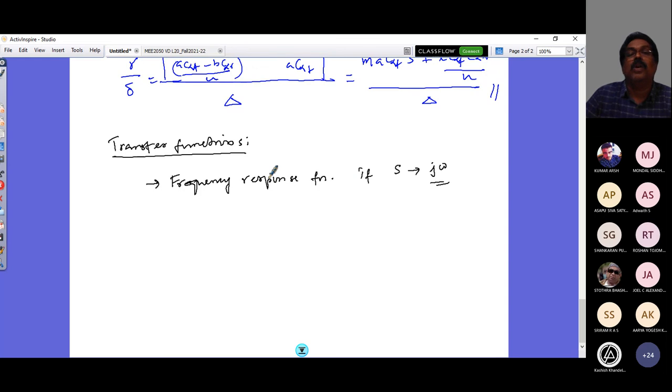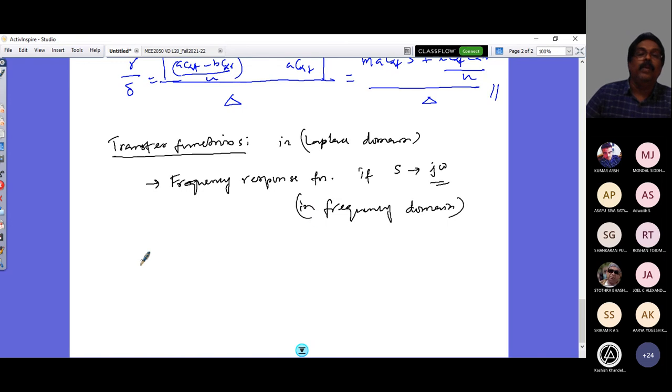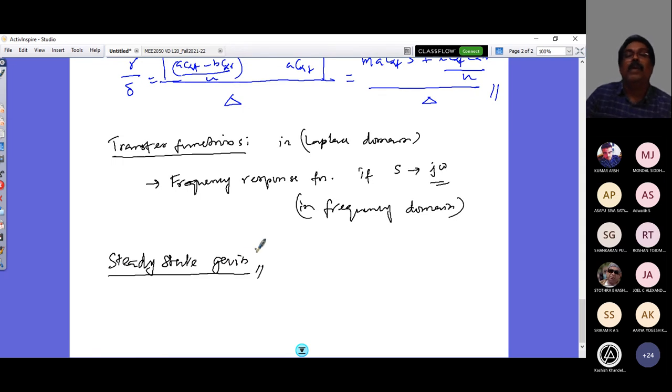And that function is what is called the frequency response function in the frequency domain, and the transfer function in the Laplace domain. This is in the frequency domain. And I would be able to get something called steady state gain. So steady state gain would be obtained when I have my transfer function in a steady state motion, right?